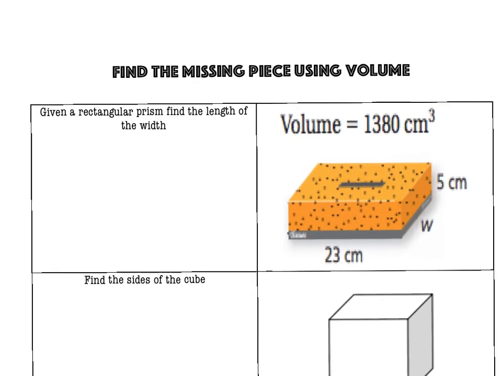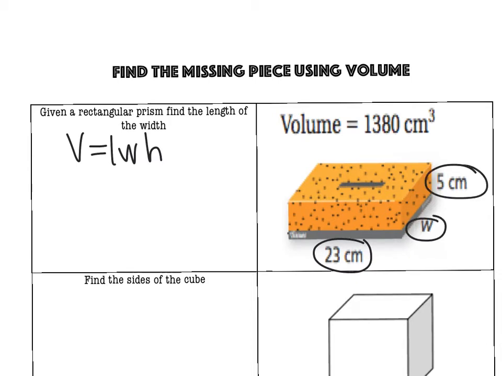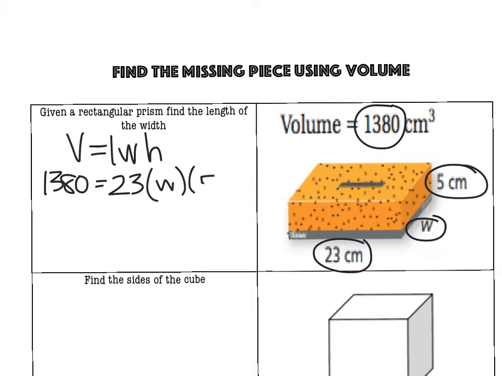So the first one is a prism. The volume formula is length times width times height. What happened here is we have 23 and we have 5 and we have one dimension that we don't know. We know that 1380 is our volume, so what we're going to do is just plug everything in where it belongs. So 1380 is my V, my length is 23, I don't know my W, and my height is 5. So I'm going to multiply the two numbers on the right.